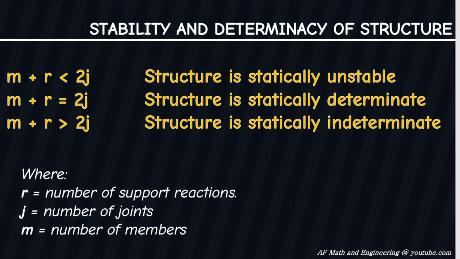If M plus R is less than 2J, our structure is statically unstable. If M plus R is equal to 2J, our structure is statically determinate. In this lecture, we are only dealing with this type of structure, diba? The M plus R is equal to 2J. So dapat equal sila. Then M plus R is greater than 2J, that is, the structure is statically indeterminate. R is the number of support reactions, J is the number of joints, and M is the number of members. Okay?